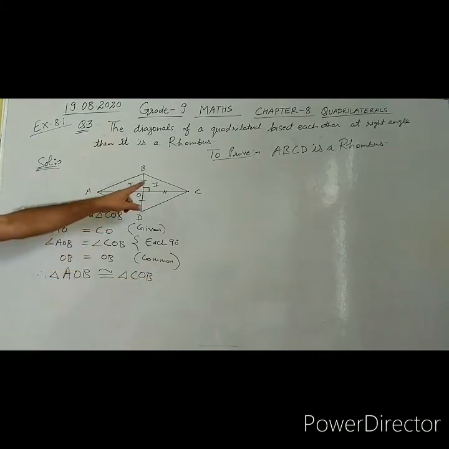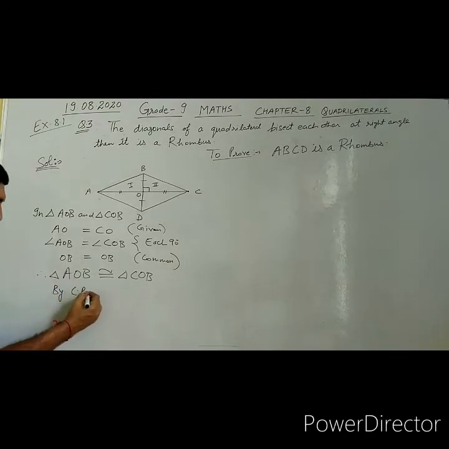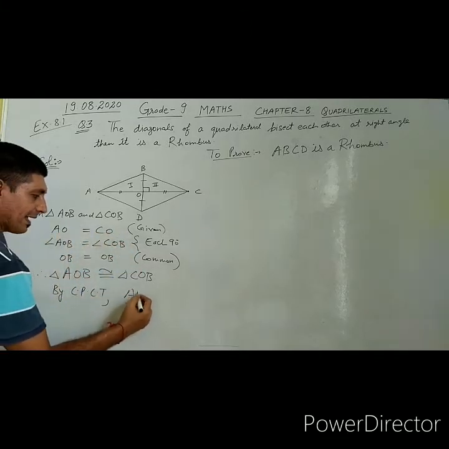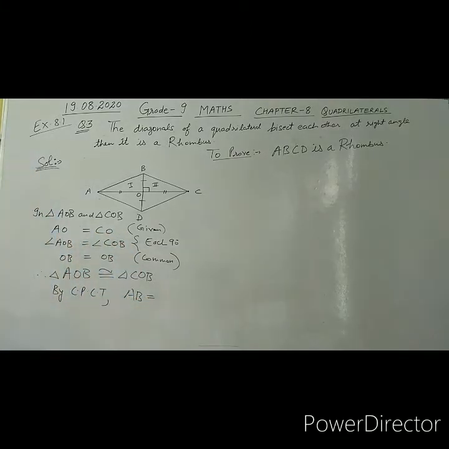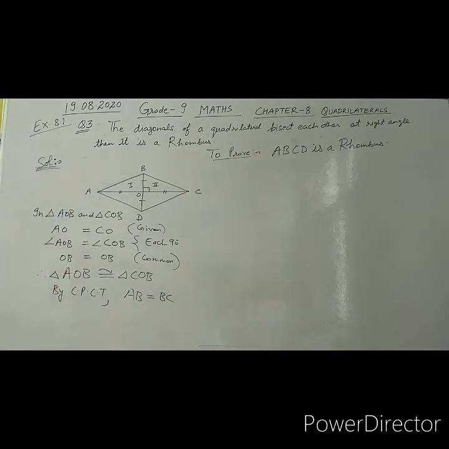Now if triangles are congruent, then what can we prove? We can prove by CPCT, corresponding parts of congruent triangles, that AB is equal to BC or CD, right? This is the first.